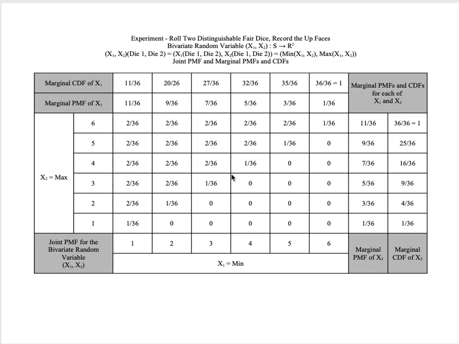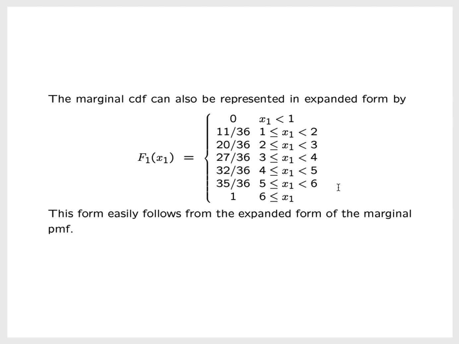And so that kind of representation, which we can express more completely here, because remember, we have to specify the CDF so that it's defined at every real number. This kind of representation follows very easily from a tabular representation of the joint PMF. From that tabular representation of the joint PMF, we get the expanded form of the marginal PMF, and then from that we get the expanded version of the marginal CDF.